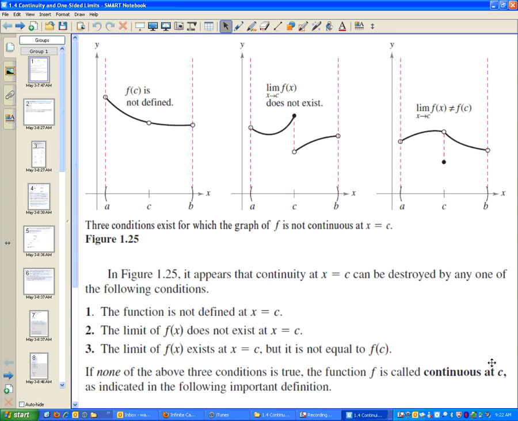And when we talk about continuity, we've got to talk about it on an interval, because many functions can have discontinuity, but be continuous everywhere else. All right? So some functions are continuous for all real numbers, like sine and cosine, like quadratic and cubic polynomial functions. Okay? Those are continuous for all real numbers.